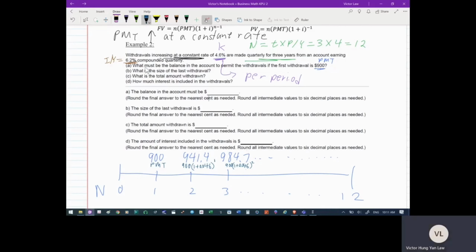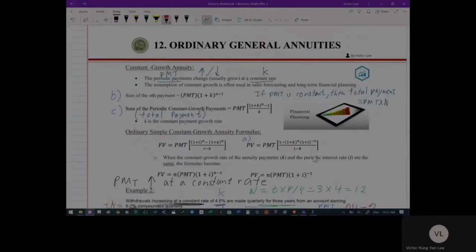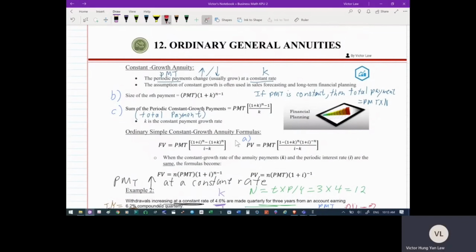And in the question, what we're solving for is the balance in the account to permit the withdrawals. So in part A, what we're solving for is the present value. We're looking for how much money we need to have today to allow for these withdrawals. So for part A, we're going to use the present value formula. We're going to use this formula to calculate the present value. And in the formula, our PMT is 900. Our K is the 4.6%, and then I is the periodic interest rate.